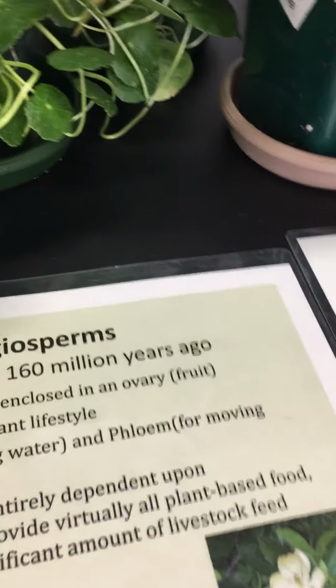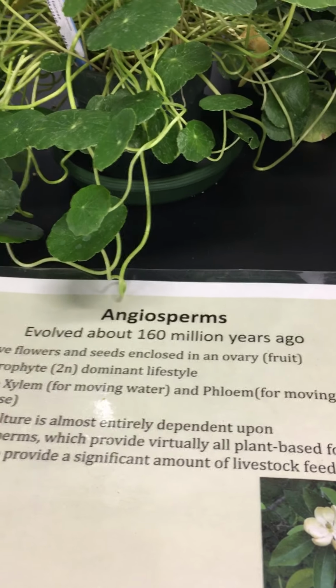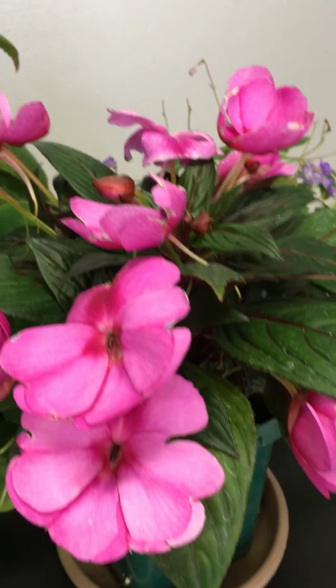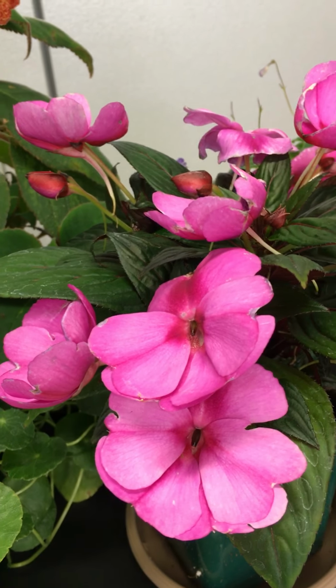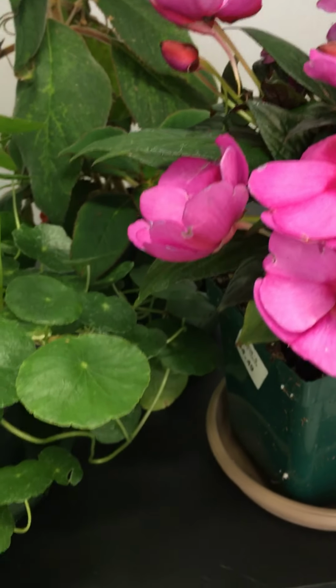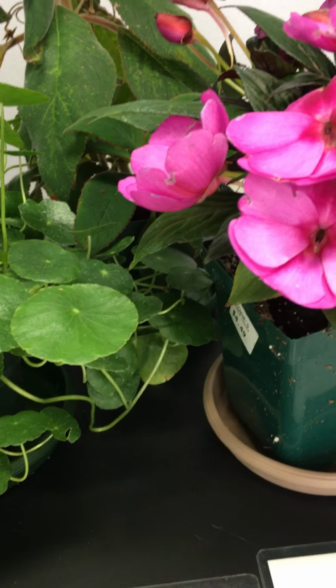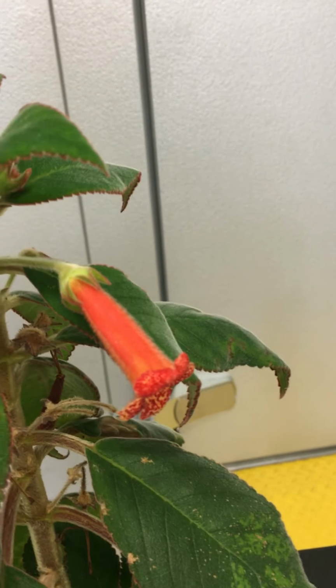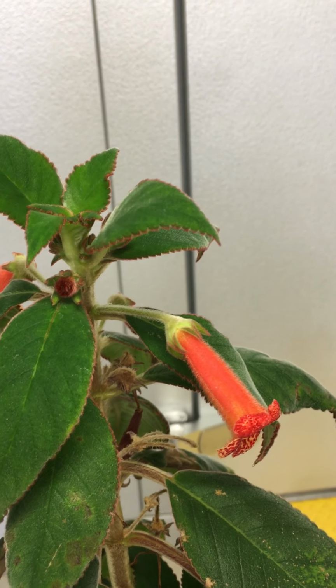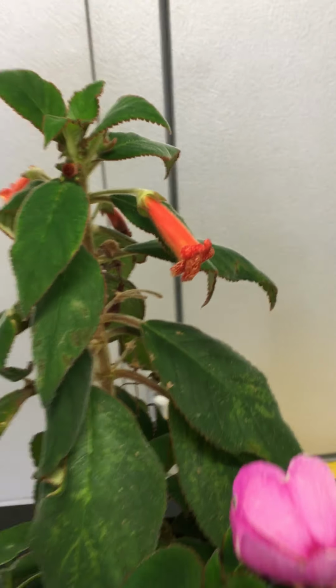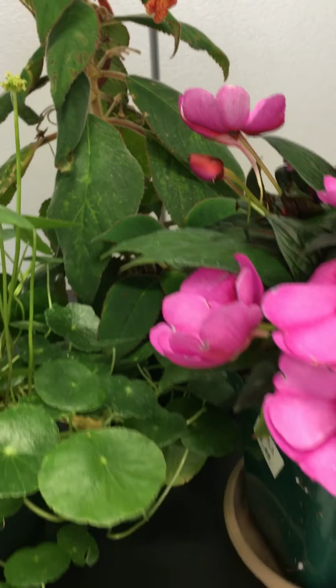Okay, now we're going to our last step up on the evolutionary scale, and we're getting to our angiosperms. So angiosperms evolved about 160 million years ago, and they have beautiful flowers. The sporophyte is again the dominant life cycle, and they have xylem and phloem. But the most interesting thing here is the development of fruit. So you've got your flower and your ovary, and inside the ovary is an ovule, and that is going to eventually become the seed, and then the ovary is going to ripen and form the fruit. So when you move from gymnosperm to angiosperm, you have the development of fruit.